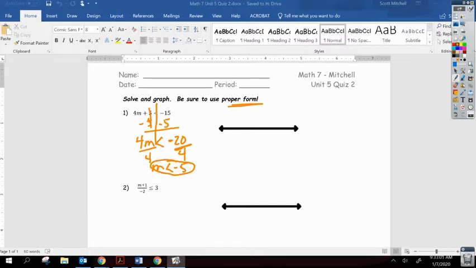Yes, I see that there's a negative here, but we divided by a positive 4, so the symbol stays the same. When we graph, remember that the negatives go backwards, open circle, because there's no line underneath. M is on the small side, which is always to the left.